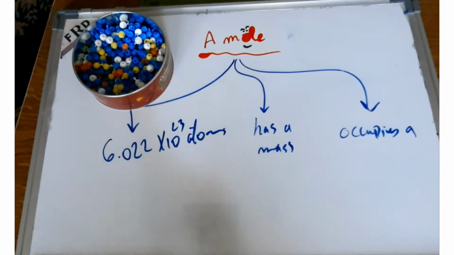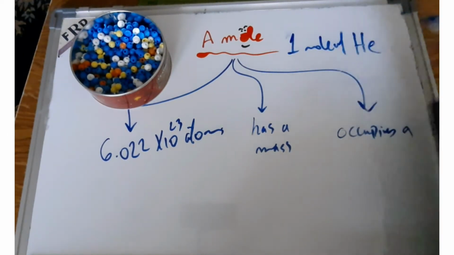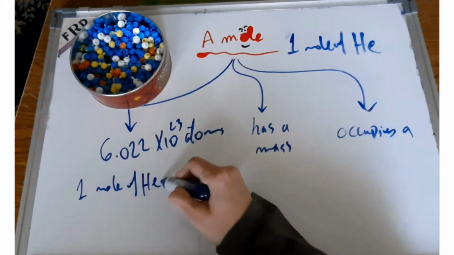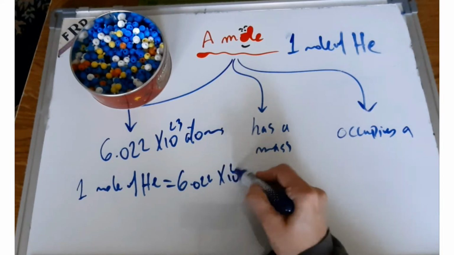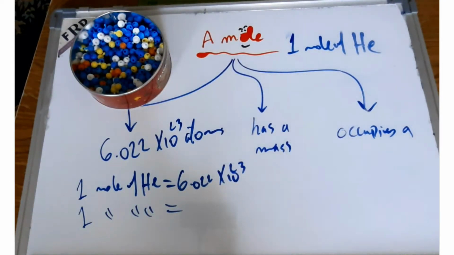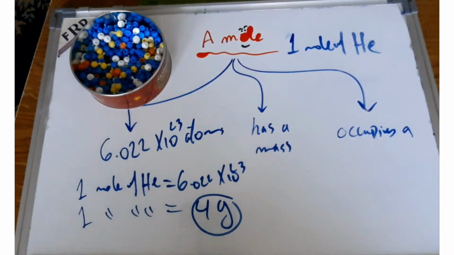Now we're going to take an example about a mole. For example, one mole of helium. One mole of helium equals Avogadro's number. One mole of helium equals 4 grams, so it has a mass of 4 grams. And from where do we get this 4 grams? We got it from the periodic table. So again, this one mole represents Avogadro's number. One mole of helium equals 6.022 times 10 raised to 23. One mole of helium has a mass of 4 grams.